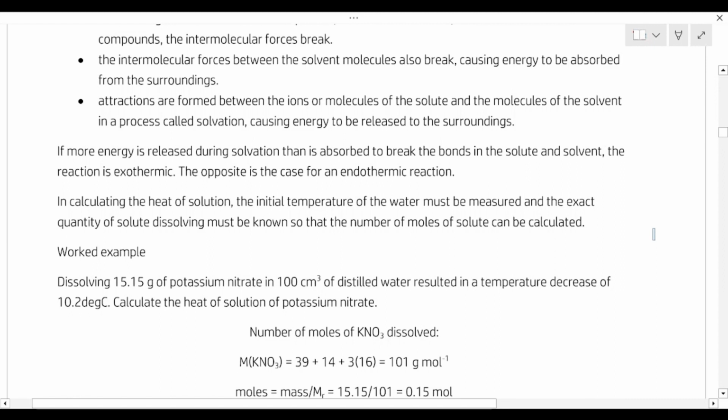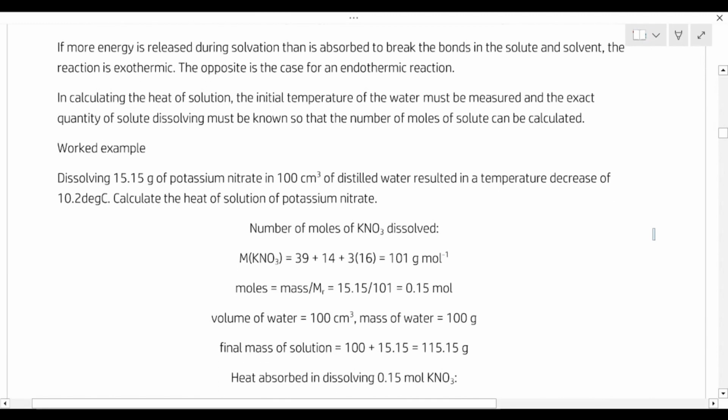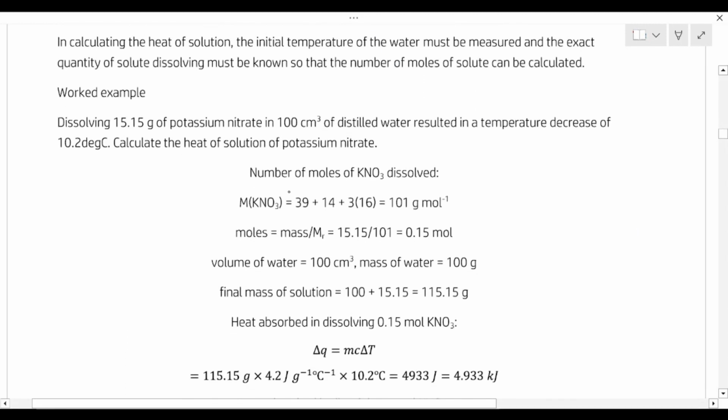So calculating the heat of solution, you need to know the initial temperature and the exact quantity of solute dissolving so that you can calculate the number of moles. For example, dissolving 15.15 grams of potassium nitrate in 100 centimeters cubed of distilled water results in a temperature decrease of 10.2 degrees Celsius. Calculate the heat of solution of potassium nitrate. So we're going to calculate the number of moles of potassium nitrate first. Now the molar mass of potassium nitrate is going to be 101 grams per mole, and moles is equal to mass over the molar mass, which is 15.15 over 101, which gives you 0.15 moles.